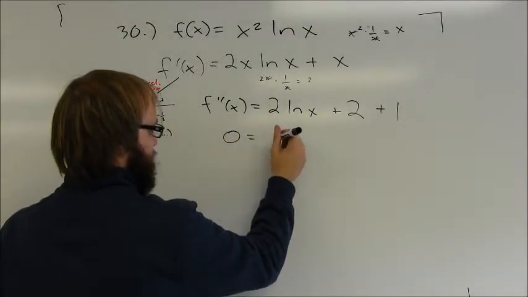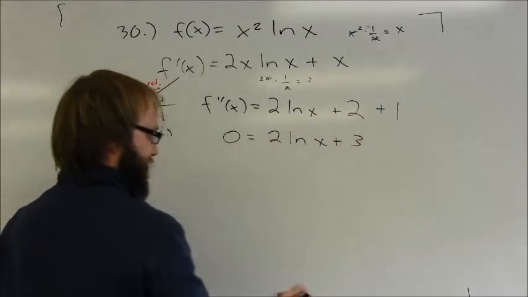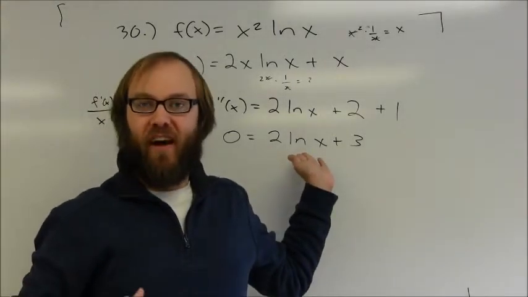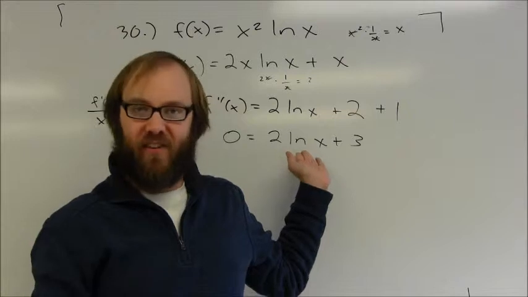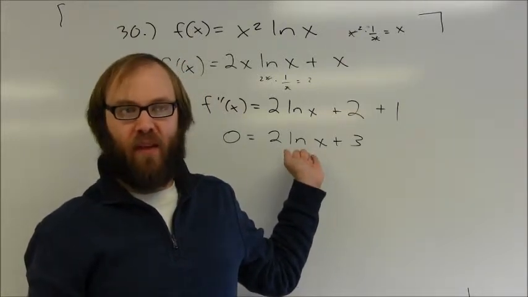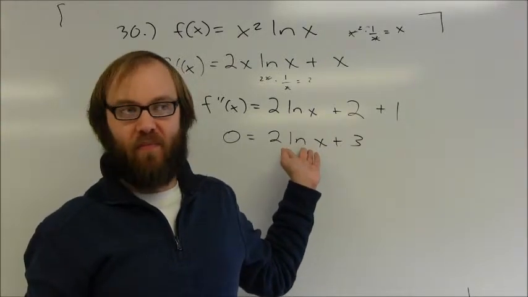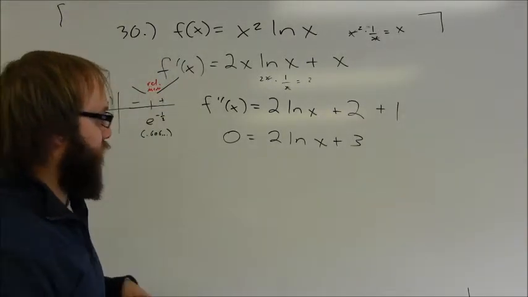So 2 ln of x plus 3. And same kind of thing here. The natural log function is only defined for values greater than 0. So we have that kind of cutoff point there at 0. Again, we're not going to have a maximum or a change in direction there. I guess we could technically have a maximum or minimum at an end point, but I'm not going to be looking at that in this problem.